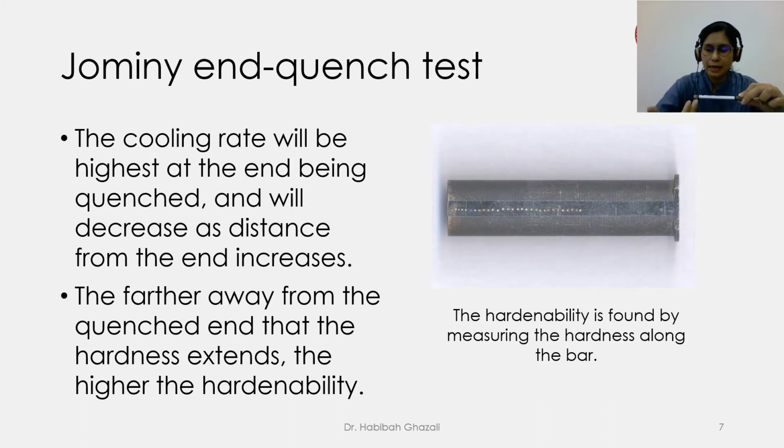For instance, it has one value here and it slowly decreases, meaning that at a slow cooling rate it transforms into a different phase or microstructure, and therefore the hardness is reducing. So the hardenability is found for this bar by measuring the hardness along the bar. You can imagine that different compositions of steel bar will give you different hardness values along the bar, so you can compare the hardenability of one material to another.